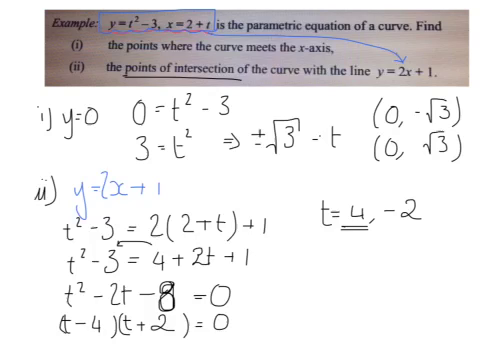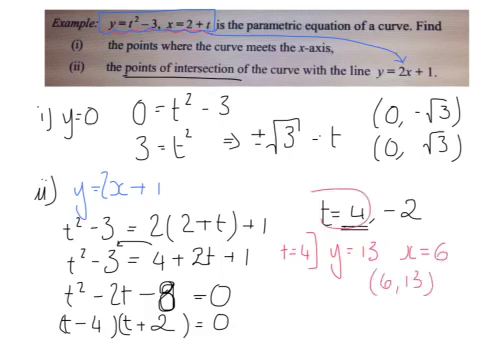So for instance, I'll just do one of them. t is 4. That's all we're interested in at the moment. So we know that y is equal to 4 squared, which is 16, minus 3, which is 13, and x is 2 plus 4, which is 6. So this t is 4 produces a coordinate (6, 13).